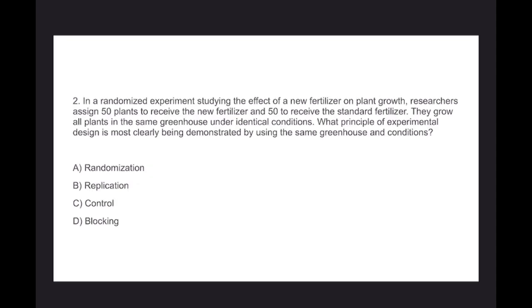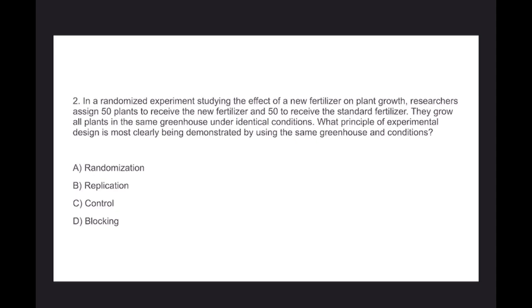Number 2, in a randomized experiment studying the effect of a new fertilizer on plant growth, researchers assigned 50 plants to receive the new fertilizer and 50 to receive the standard fertilizer. They grow all plants in the same greenhouse under identical conditions. What principle of experimental design is most clearly being demonstrated by using the same greenhouse conditions? Randomization, replication, control, or blocking, and it's C, control, because controlling other variables like the temperature, light, and water of each plant ensures that the differences in plant growth can be attributed to the treatment of the fertilizer.